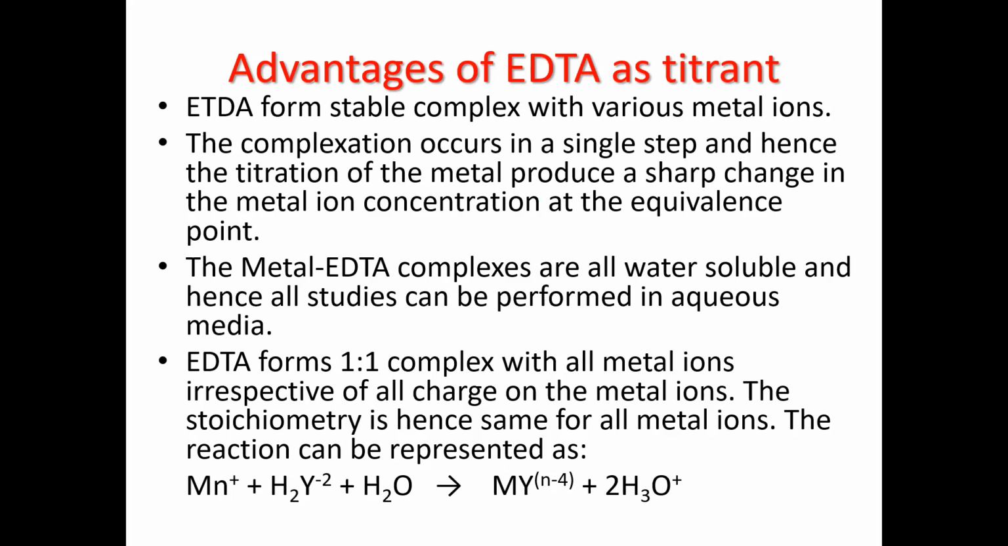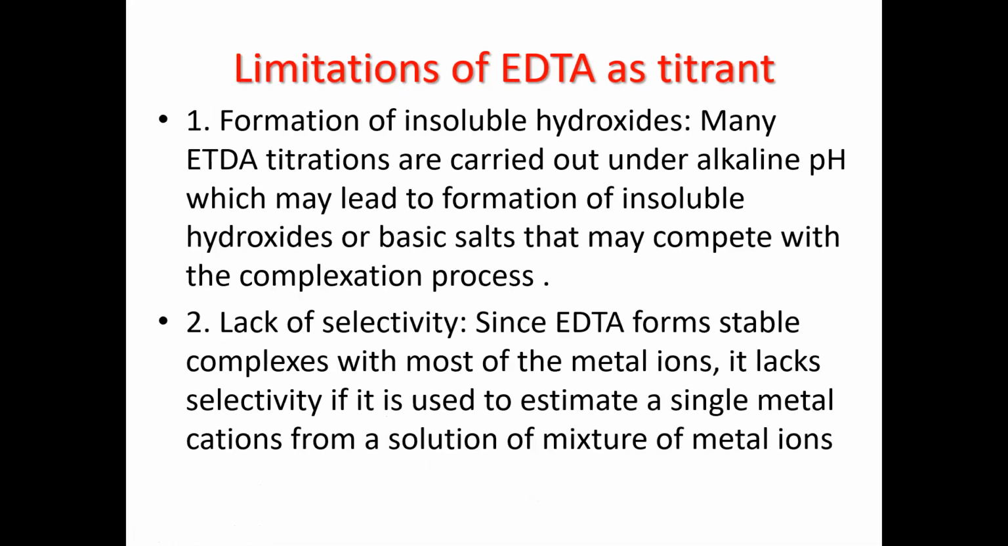And like we said before, they form a 1:1 complex with all metal ions, irrespective of the charge. So let's say this is not manganese, this should be Mn plus, where n here is the number of ions, and you have your EDTA in aqueous form. So you have your complex and you have the hydronium ion. That is an equation that can be used to represent your metal ion complexation.